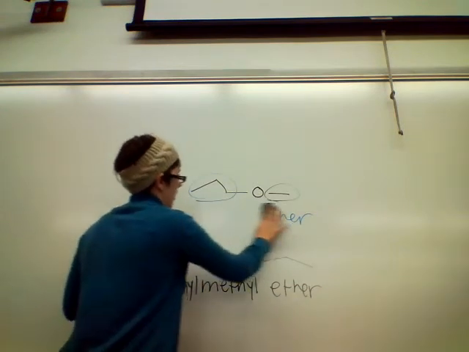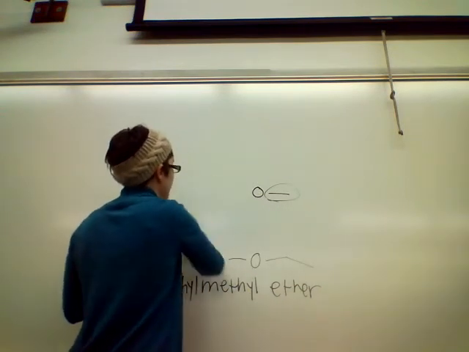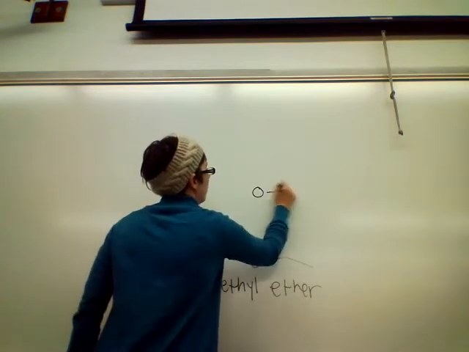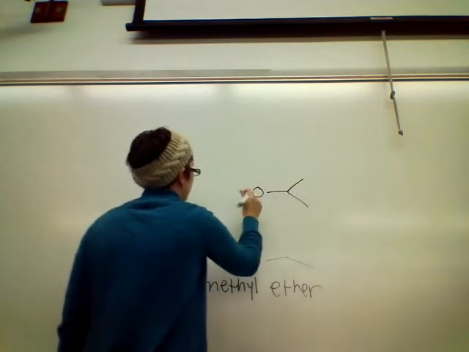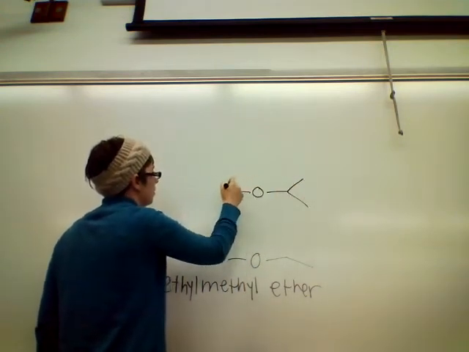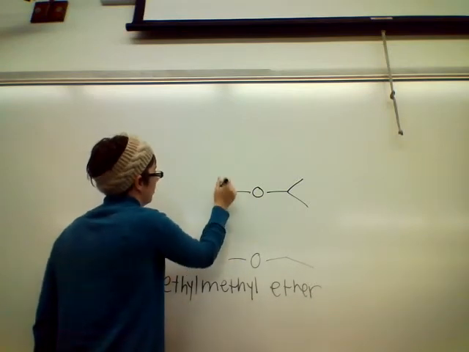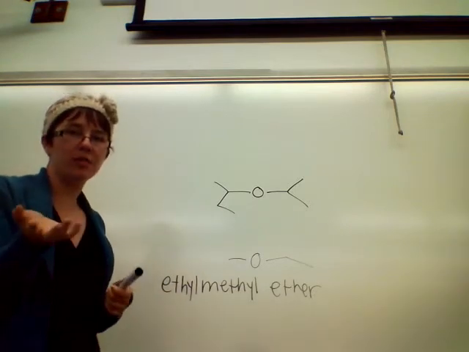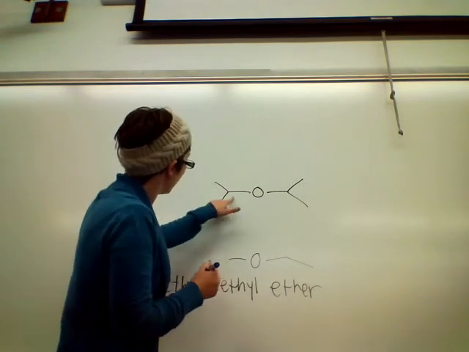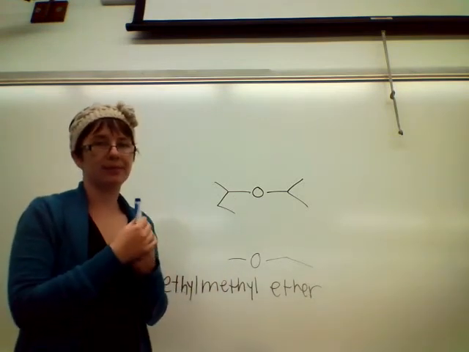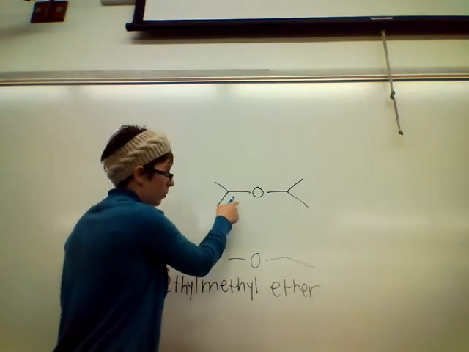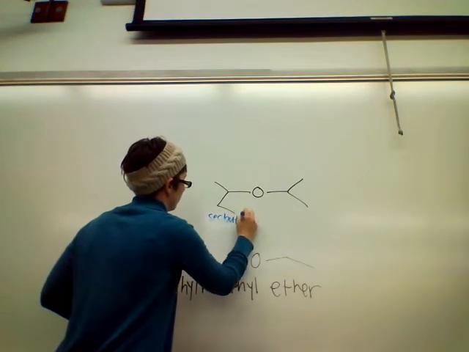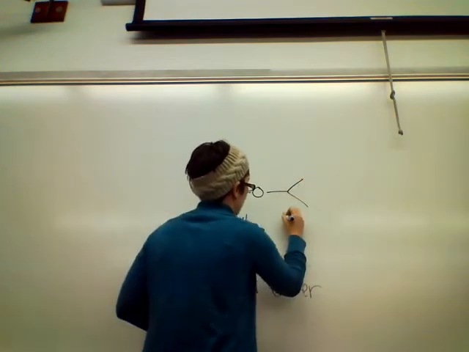Now, while we have the chance to do this, because this is pretty simple, let's go ahead and talk about other kinds of groups. In your class, you talk about different kinds of common names for substituents. So this here, what kind of group is this? This is a sec-butyl group. So this is sec-butyl, and this is isopropyl.